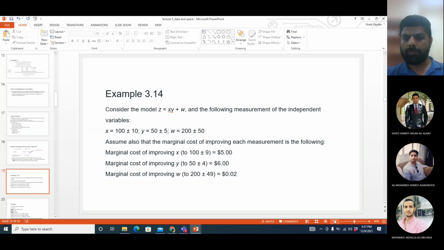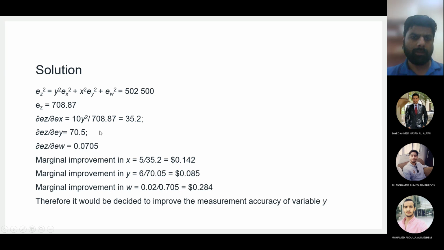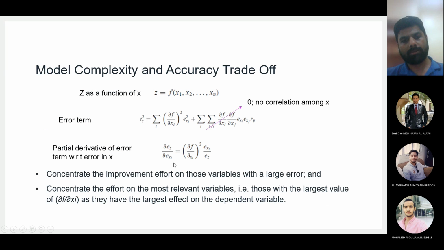Okay, so basically we are trying to find out these terms. And actually it's my mistake, I was forgetting this equation. This is already given. So what do we need here? Partial differentiation of f with respect to x or any variable, and then you do the square, multiplied by the error of that variable, divided by the overall error.